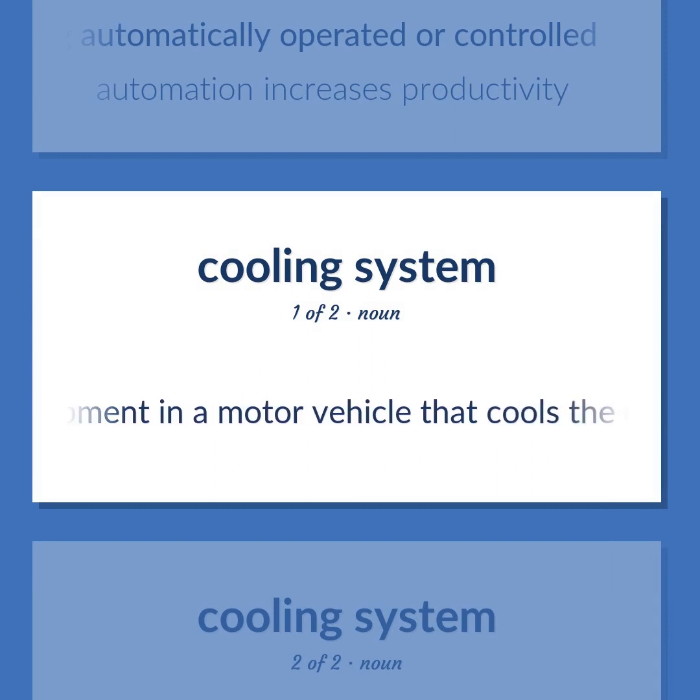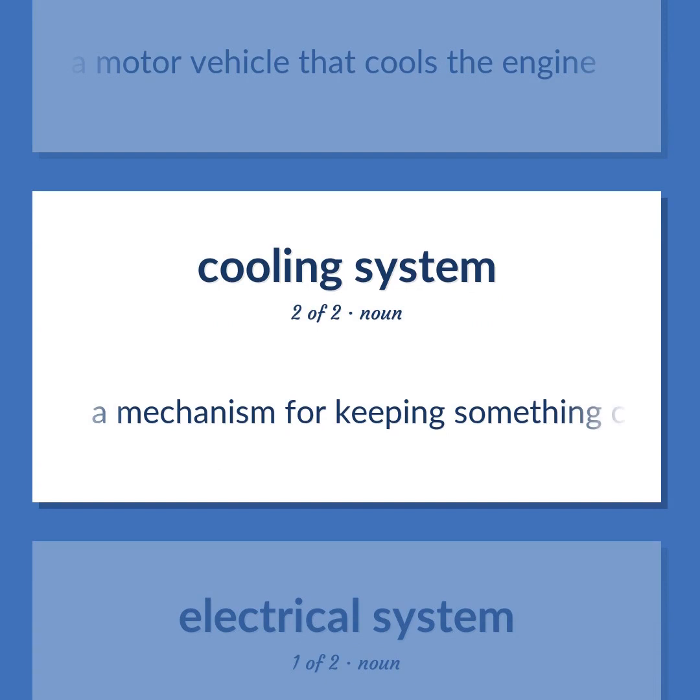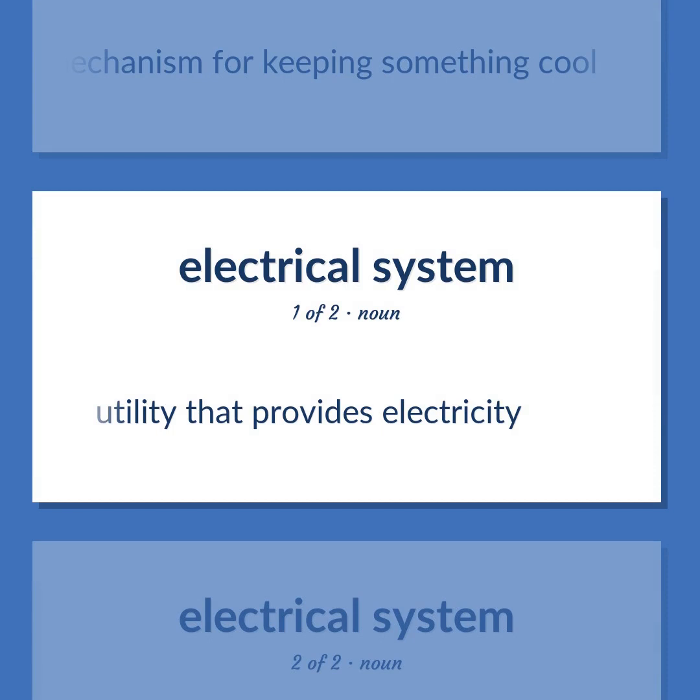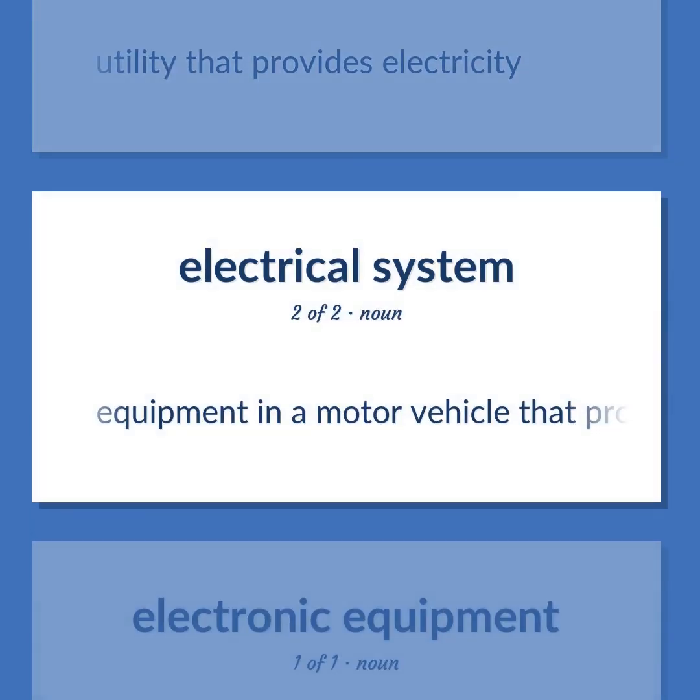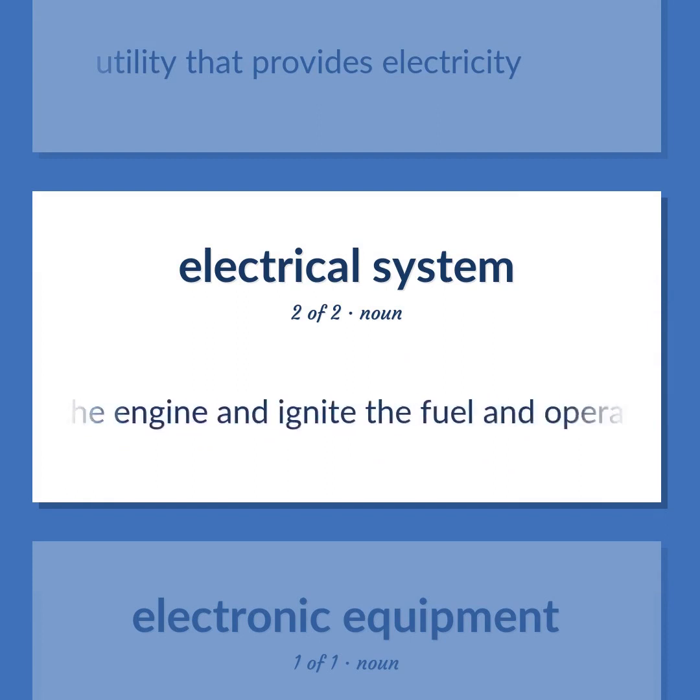Equipment in a motor vehicle that cools the engine. A mechanism for keeping something cool. Utility that provides electricity. Equipment in a motor vehicle that provides electricity to start the engine and ignite the fuel and operate the lights and windshield wiper and heater and air conditioner and radio.